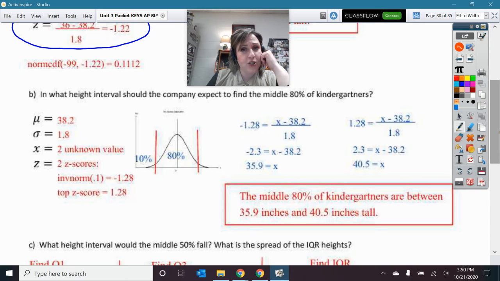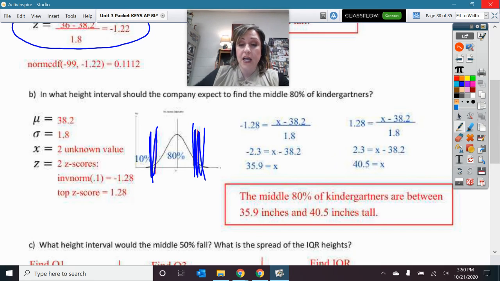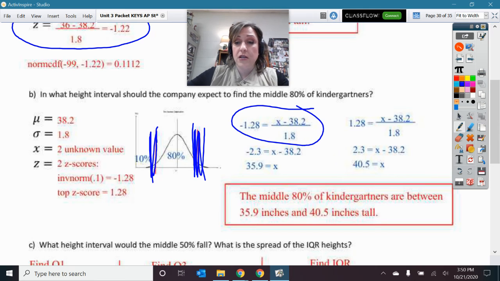Of the middle 80%, we are going to need 2 measurements. We're going to have a lower z-score and an upper z-score, which will then equate to a lower x value and an upper x value. The lower z-score is the inverse norm of 0.10, and the other is positive 1.28. Set up 2 equations to find your lower x and your upper x.